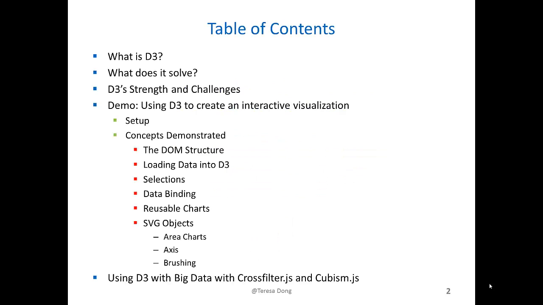This slide goes over the structure of my presentation. I will first give a brief overview of D3 and explain what problems it solves and review its strengths and challenges. Then I will follow up with a demonstration of D3 through a visualization I made to illustrate some D3 concepts and techniques. Finally, I will relate this final project to our course by providing a schematic of how D3 can be used to visualize big data and review two libraries based on D3 whose purpose is to visualize big data.